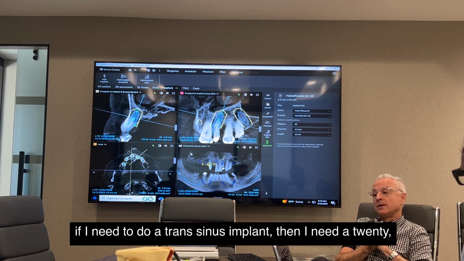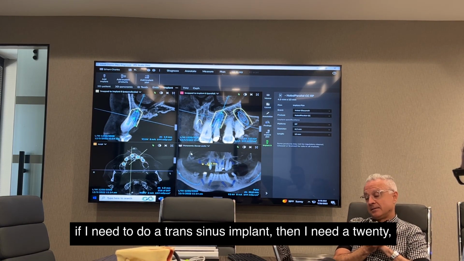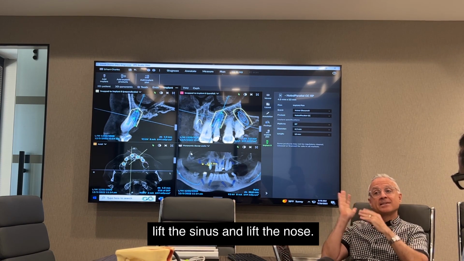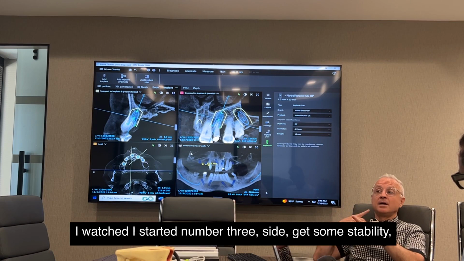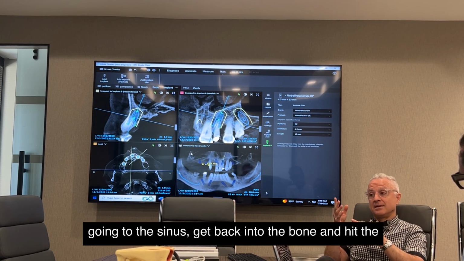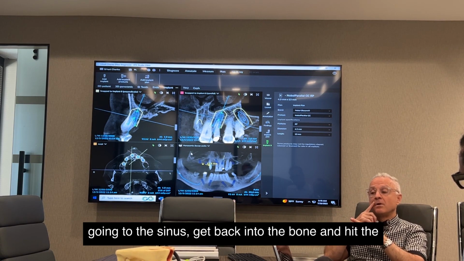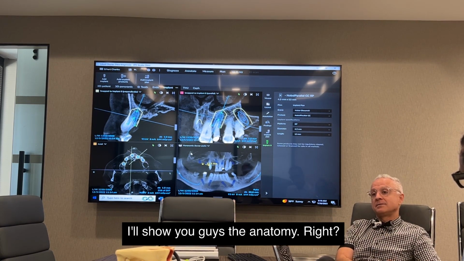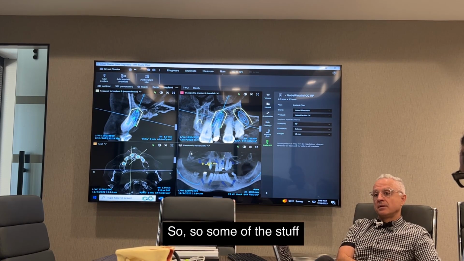If I need to do a transsinus implant, then I need a 20, 22, or 25, where I lift the sinus, I lift the nose, I start on the number 3 side, get some stability, go into the sinus, get back into the bone, and hit the lateral aspect of the nose. I'll show you guys the anatomy, right?